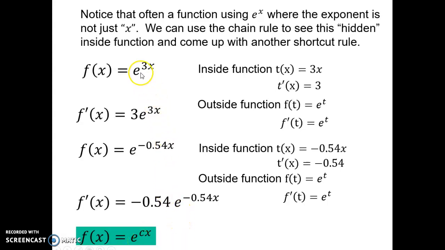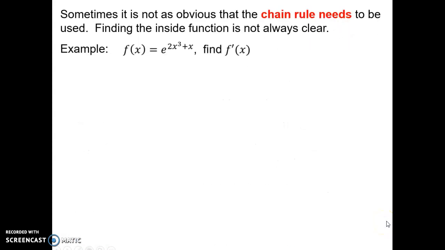And notice the derivative is equal to, look at, here's the original, here's the derivative, here's the original, here's the derivative. The derivative is equal to that constant multiplied by e to that constant x. So notice that's actually like a mini chain rule. All right, that said, sometimes, though, it's not as obvious that we need the chain rule here.